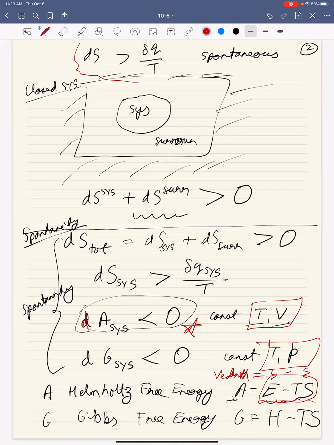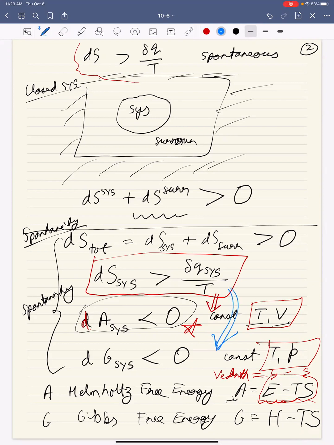Quick question. In order for the reaction to be spontaneous, does only one of these need to be true? Depends on the condition, right? This is most generic. This implies this at constant temperature and volume. This implies this at constant temperature and pressure.